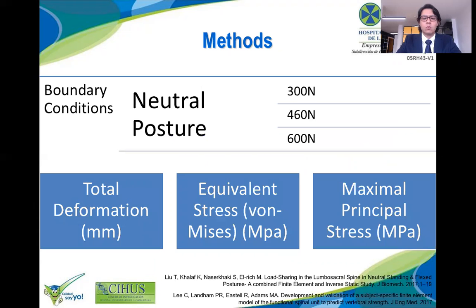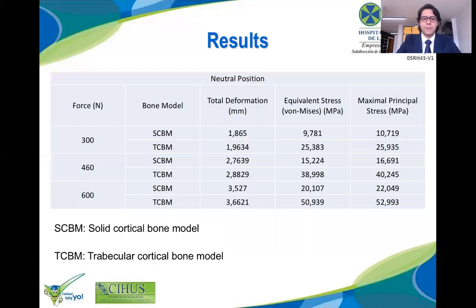All simulation models were performed with the following boundary conditions: a neutral posture with a perpendicular force applied on the upper terminal plate of the L4 vertebra of 300 newtons, 460 newtons, and 600 newtons. The variables studied were the total deformation measured in millimeters, equivalent stress or von Mises stress measured in megapascals, and the maximal principal stress also measured in megapascals.